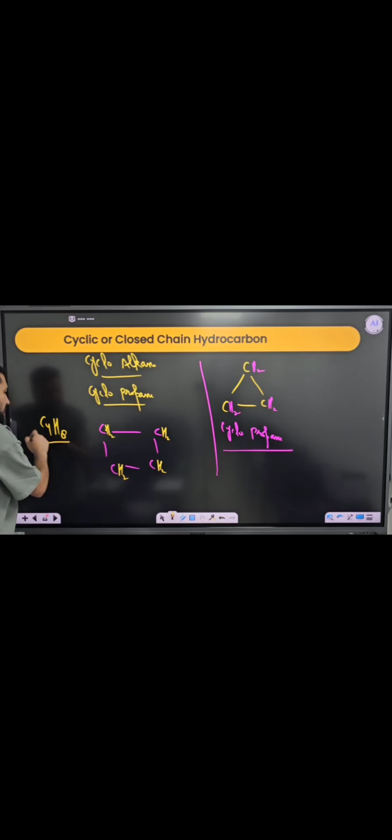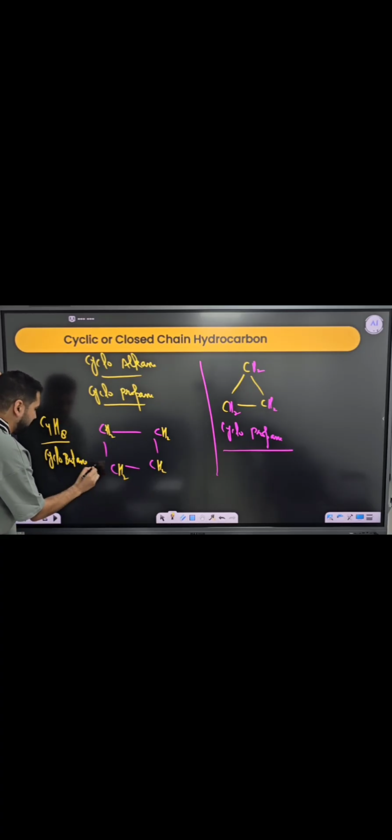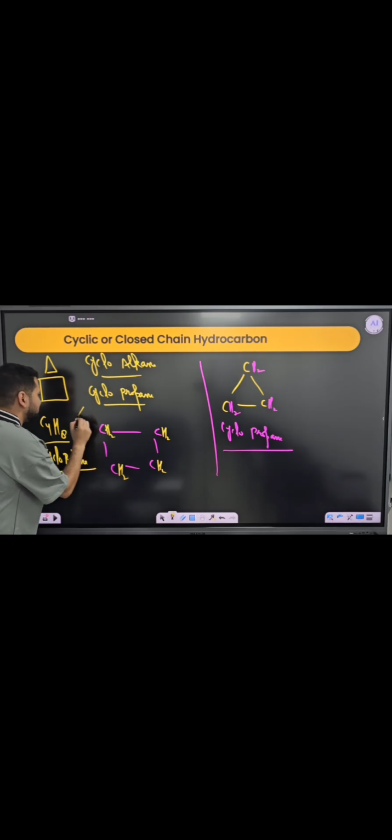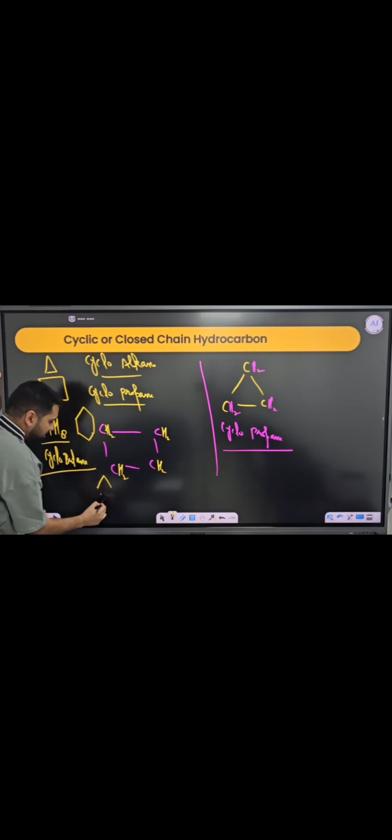What will I name this compound? How many carbons are there? Since it's a cyclic compound, I will name it cyclo, right? So how many carbons are there? 4. So butane, cyclobutane. So you can make cyclobutane this way as well. You can make cyclopropane this way as well. And this particular compound is called cyclohexane. This particular compound is called cyclopentane.